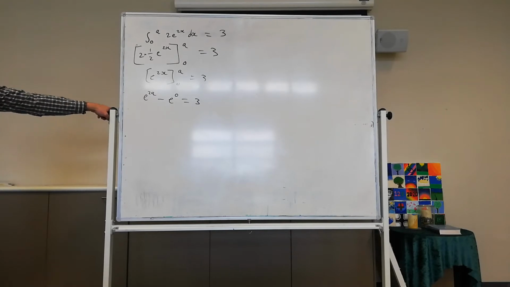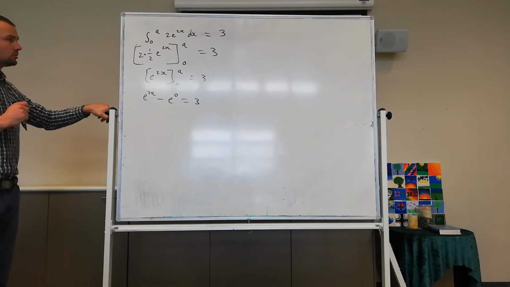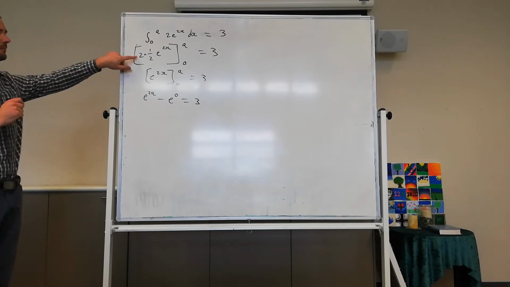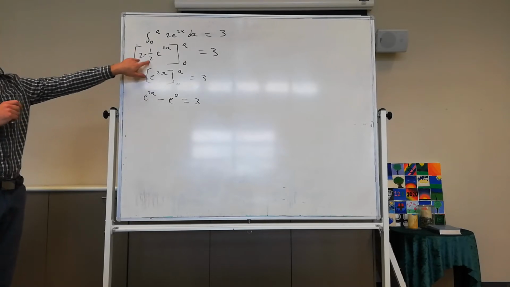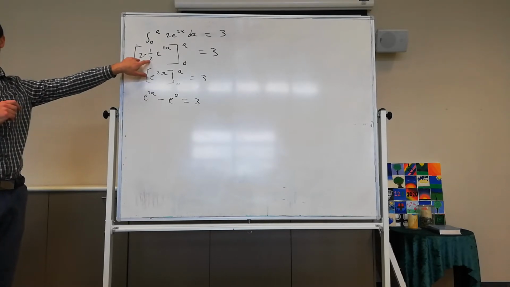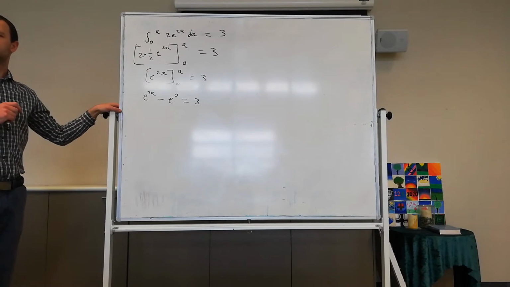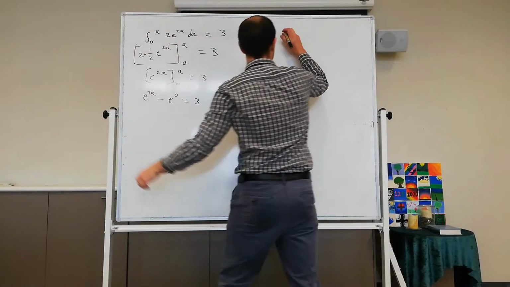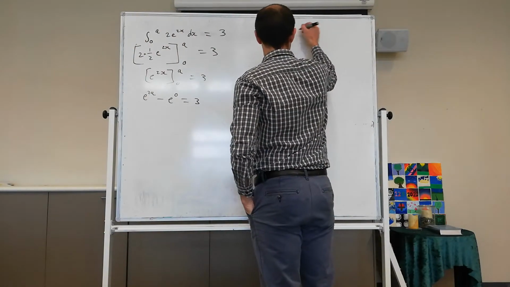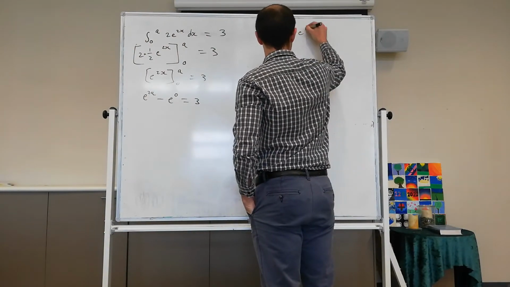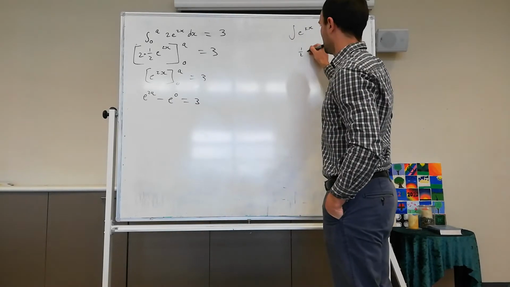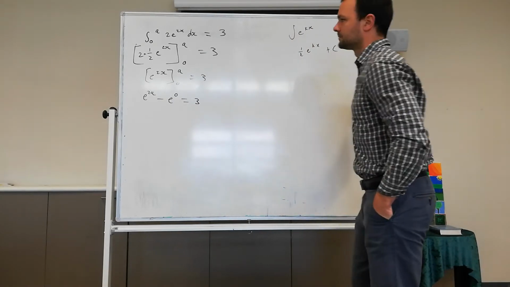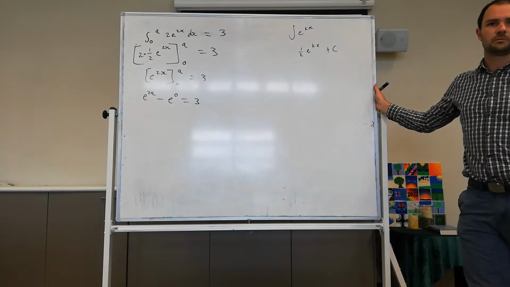So, Ruby, I'll answer your question first. Could you move the 2 out the front and not include it in the thing? Yeah, you could. I'm going to leave it there because it cancels. 2 times a half cancels. Why is it half? The integral of e to the kx is 1 on k e to the kx plus c. So that's the rule.